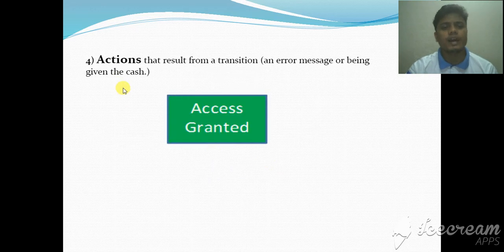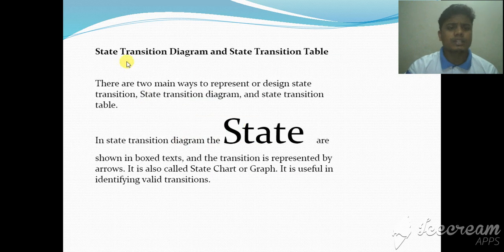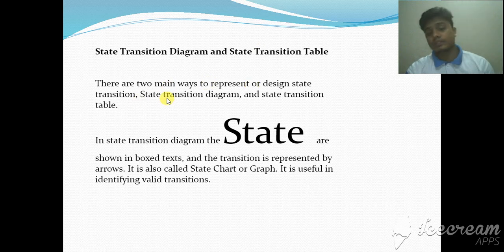Fourth, at last, the action that results from a transition, like an error message or being given a crash. This is the action. State transition diagram and state transition table: there are two main ways to represent or design state transitions, the state transition diagram and the state transition table.